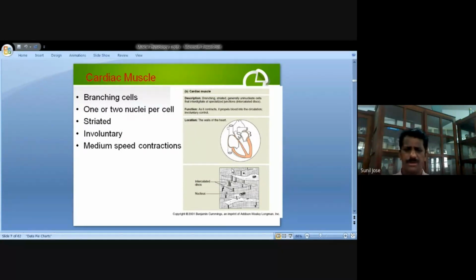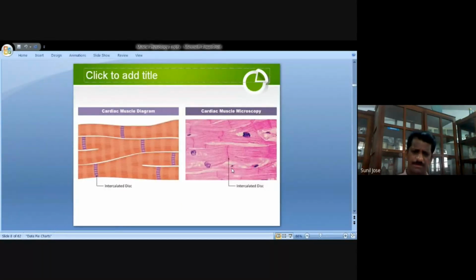Most of the cells, whereas in the case of skeletal muscle, each cell will be containing several nuclei. But here it is mostly uninucleated, one nucleus per cell. And the speed of contraction is moderate, medium speed of contraction. So these are some of the features of a cardiac muscle.